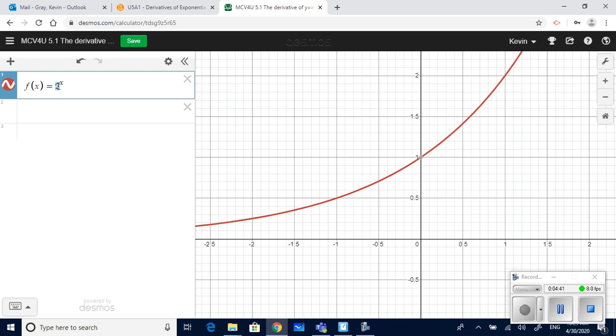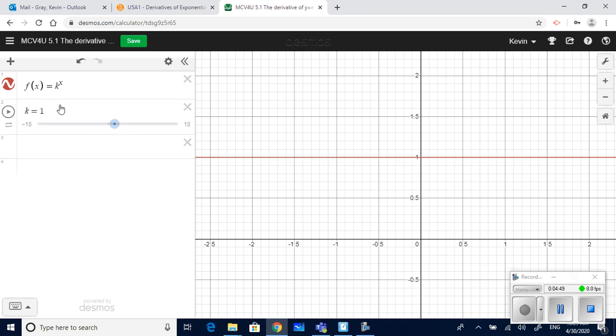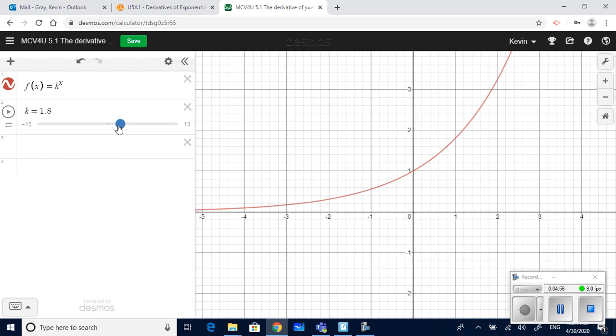So I'm going to put in just an arbitrary variable here, k, and Desmos asks me if I want to add a slider for k, and I want to do that, absolutely. Okay, so I'm going to slide this around. I'm going to zoom out a little bit. I'm going to slide it to 2, and then slide it to 3 and see what's happening on the curve when I slide it to 3 and then to 4. So what I'm doing is I'm arbitrarily changing the base based on a variable here.